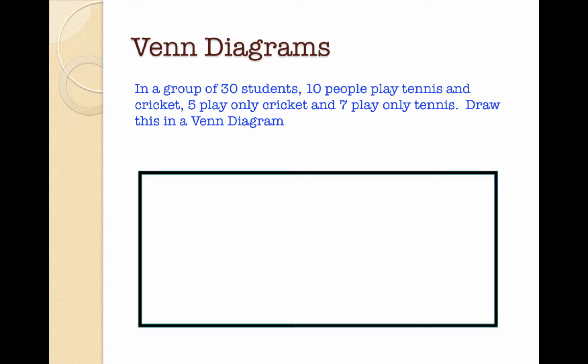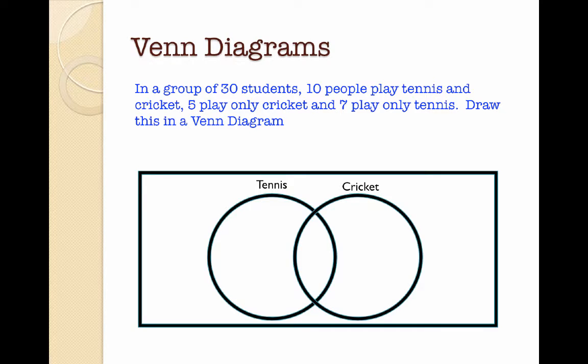We start off with a rectangle which represents the universe, that is, everybody in this group of 30 students. Then we need two circles, one for tennis and one for cricket. Now, where they cross over is the number of people that play tennis and cricket, so the number 10 goes inside there. 5 people play only cricket, so 5 has to go into the circle that has cricket in it, but not where they cross over. And 7 play only tennis, so 7 goes on the left-hand side.